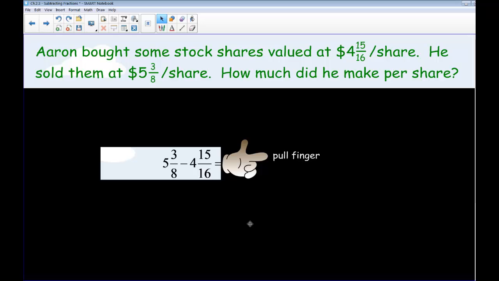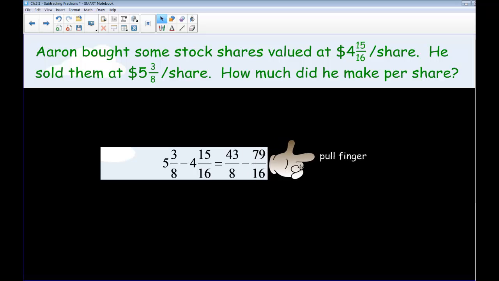But of course, both values are written as mixed numbers. So the first thing you should do is convert them to improper fractions. So once again, 8 times the 5 is 40, plus the 3 brings you to 43/8. The 16 times the 4, 64. Then we need to add a 15 to that, and that brings you to a 79. So now we can subtract.